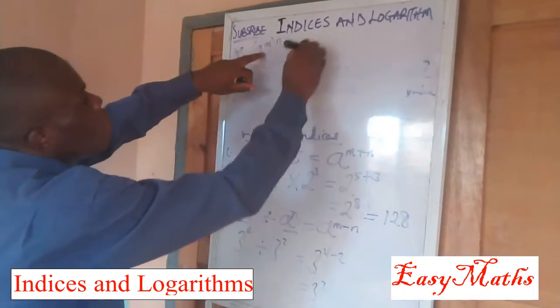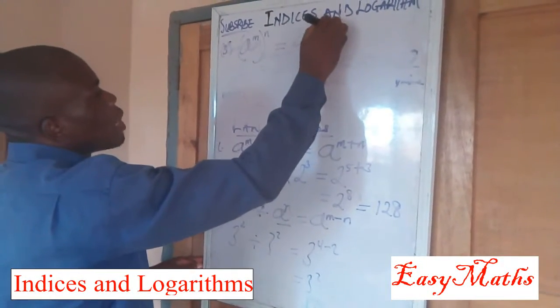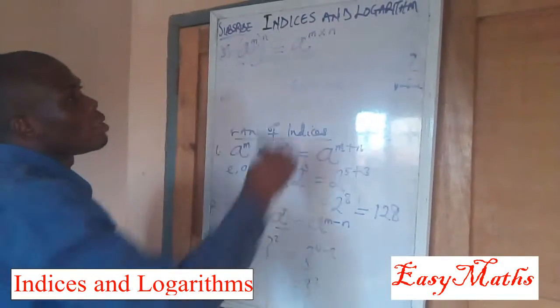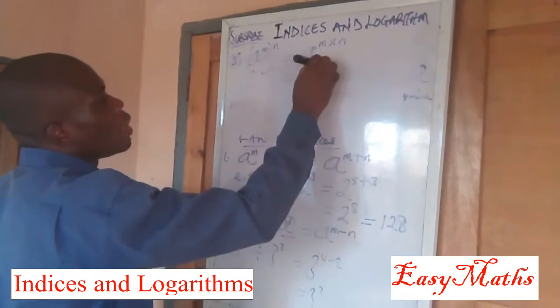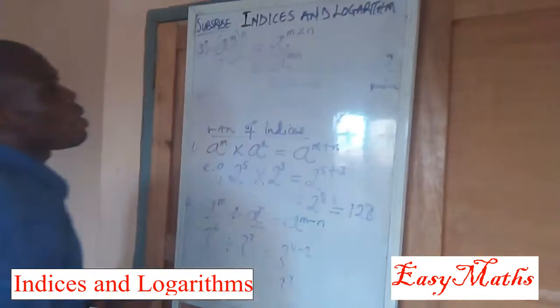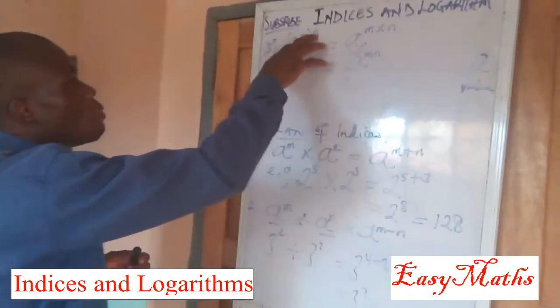So this will be simplified as a raised to power of m multiplied by n. Are you getting it? So it will be a raised to power of mn. The powers will be multiplied, the product of the powers.